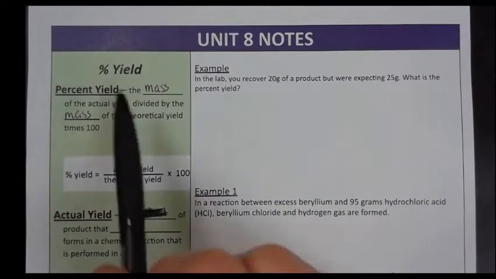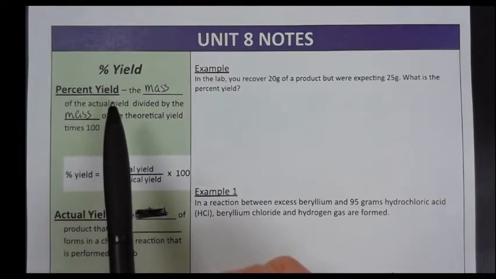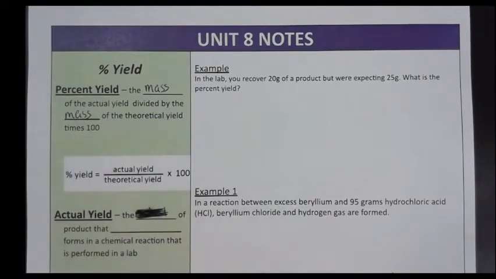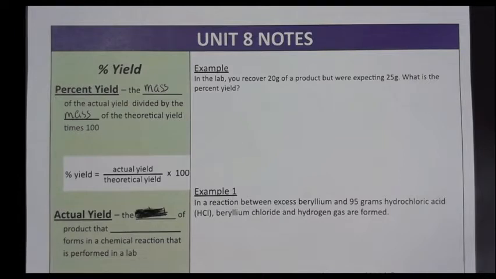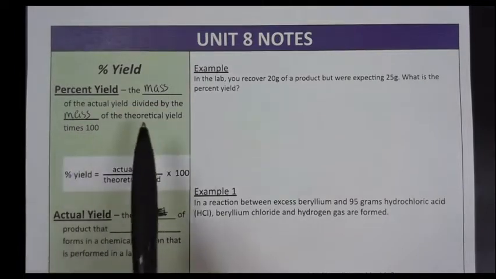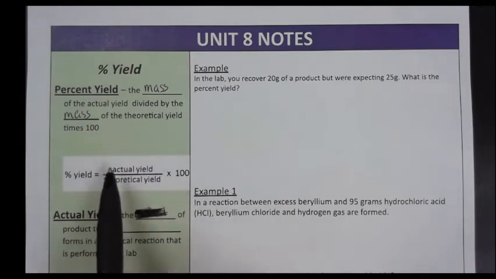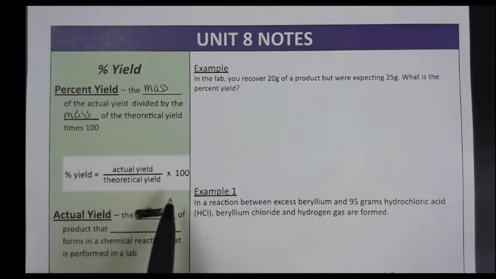So in this video, we're going to talk about a concept called percent yield, which is just a technique and an equation that we use to determine how efficient or effective a reaction was, and how effective we were at performing a chemical experiment or a laboratory experiment. And so the percent yield is just looking at the mass of the actual yield divided by the mass of the theoretical yield times 100. Just kind of explaining this equation.